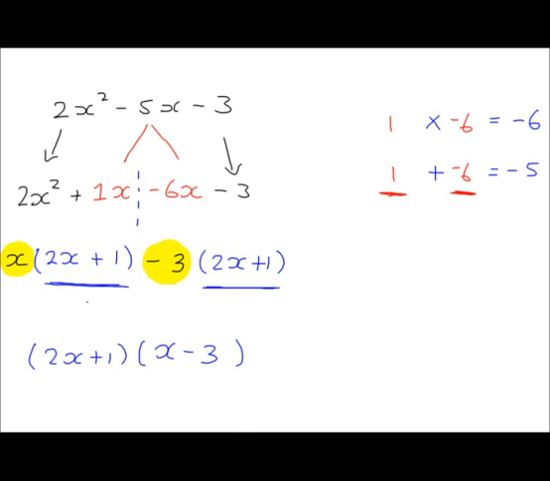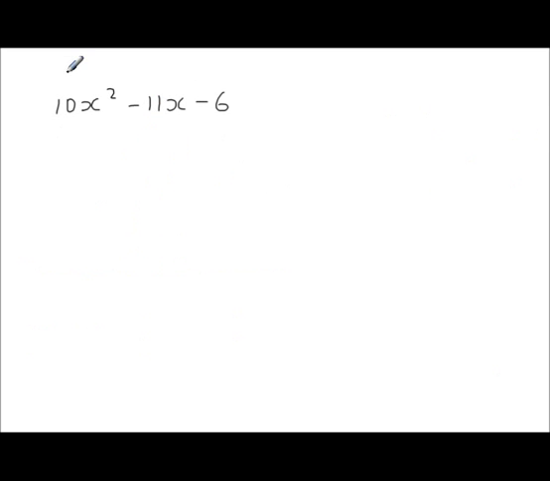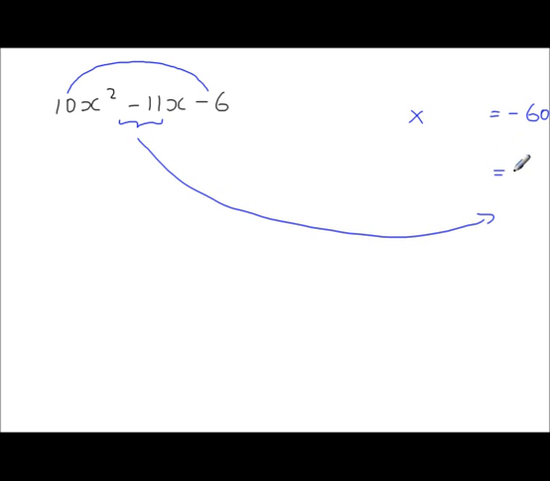Okay, another example. Again, the coefficient of x squared is not equal to 1. So we start off by multiplying the 10, the coefficient of x squared, with the constant. So 10 times minus 6 gives minus 60. So I need two numbers that will multiply to give me this. And the coefficient of x, which is minus 11, goes underneath. And these same two numbers should add to give minus 11.